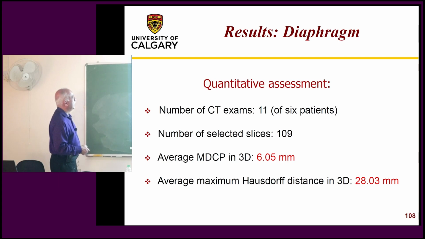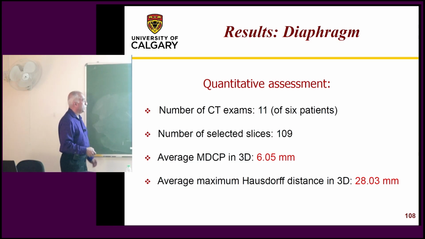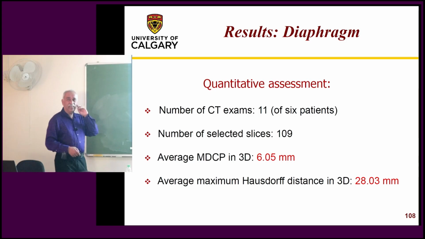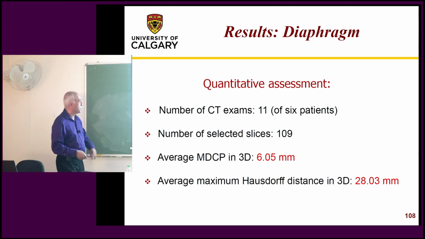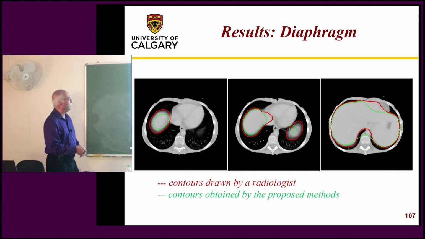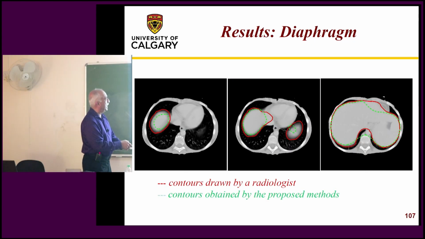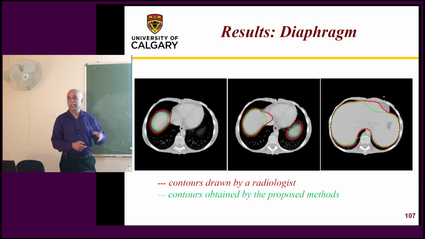So 11 CT exams of 6 patients, 109 slices. The average MDCP in 3D now is 6 millimeters. So that is of the order of the voxel size in the interslice direction. Hausdorff is a lot more. As I said, if you have one part where it is bad, Hausdorff says that is your distance instead of averaging.